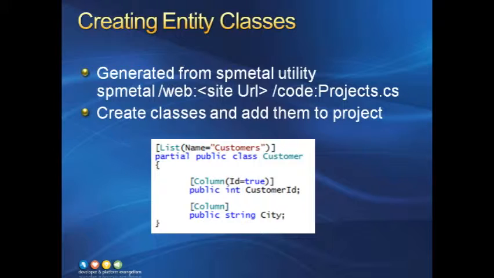Now, when I use this utility, SPMetal, I'm going to point it to a site collection, and it's going to go off and create a bunch of entity classes. After I create this file, I put it inside of my project, and then I'm going to get strongly typed access by programming against them.